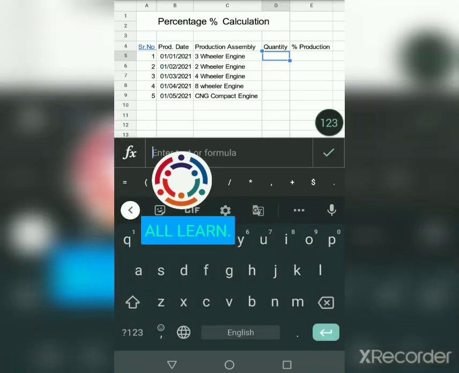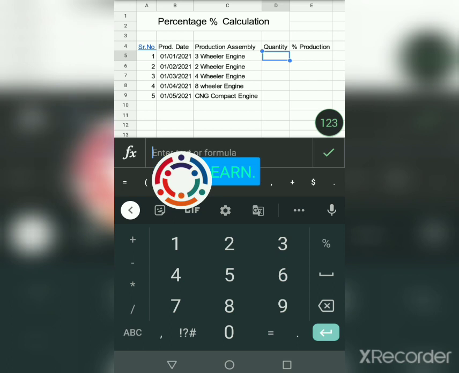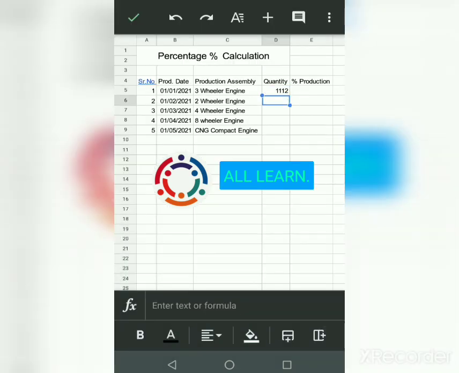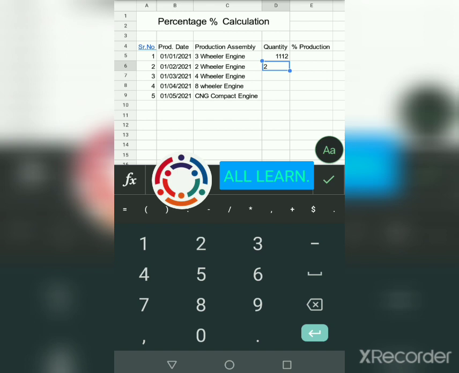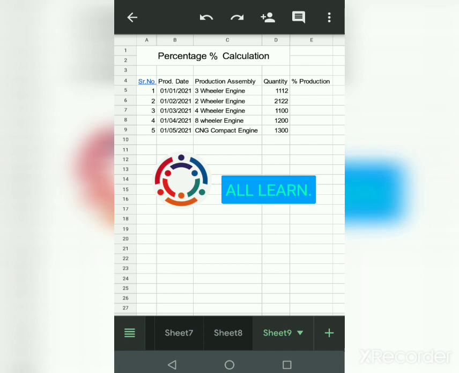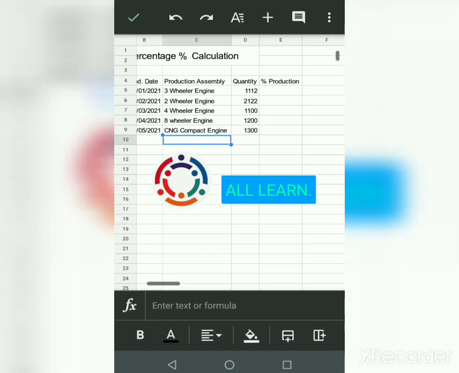In 1 January, we can produce 1112 nos. Next, two-wheeler 2122. Again 100, 1100, 1200, 1300. Done. So how to calculate percentage? Overall percentage. Target. Please fix our production target. Production target.